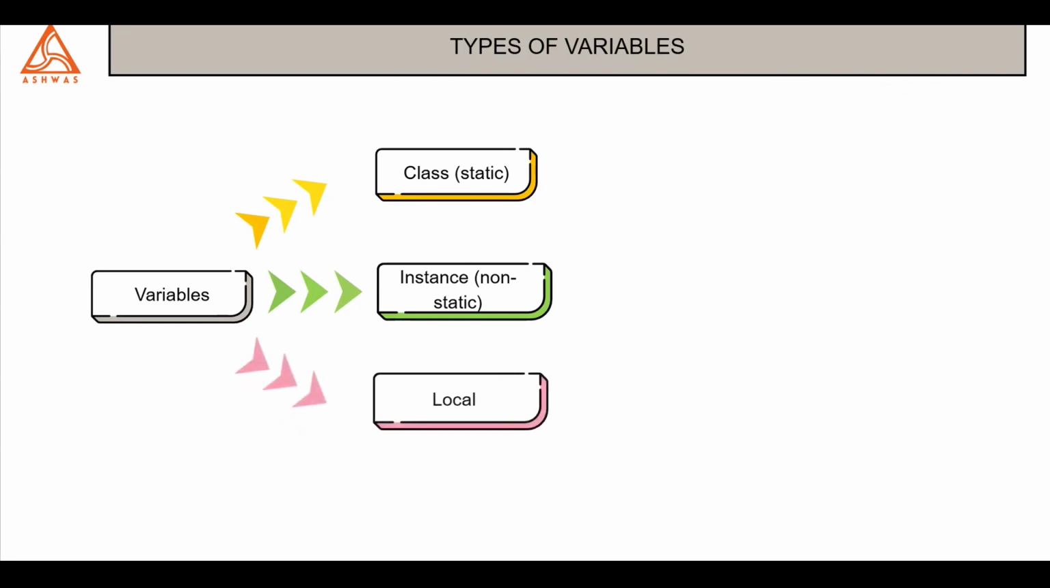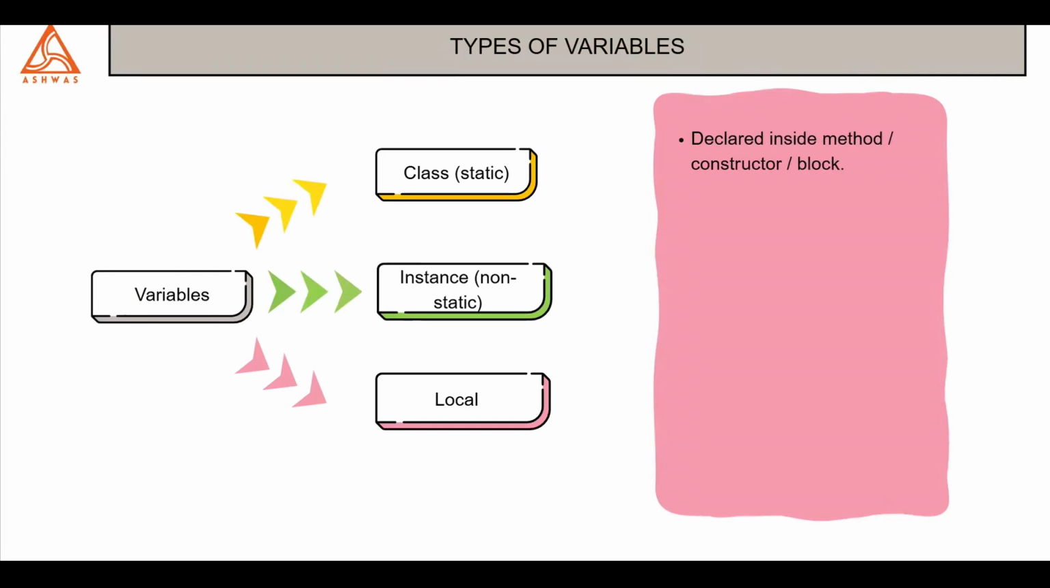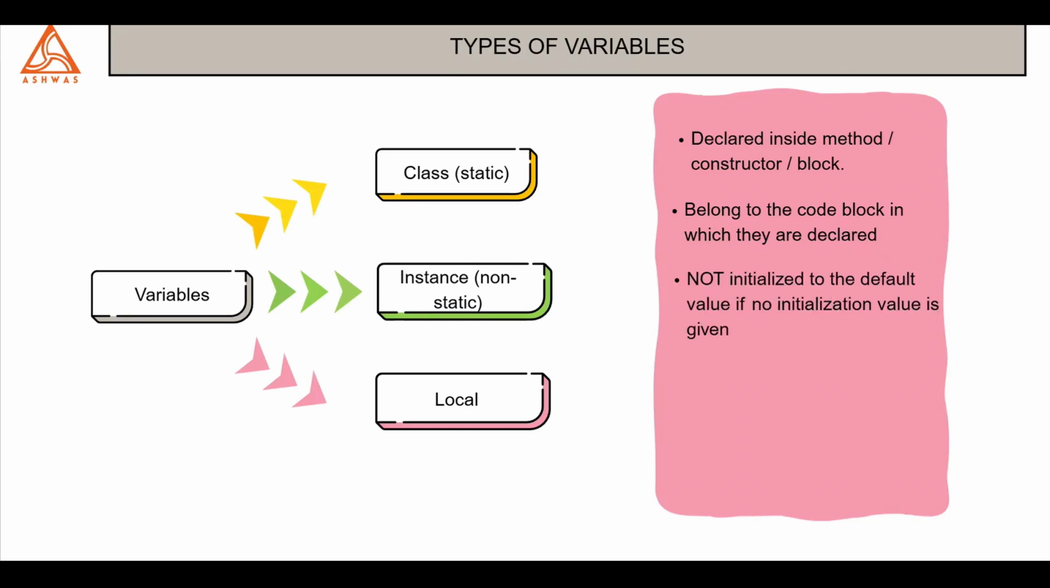The third level of variable, the final one, is the local variable. They are declared inside a method or a constructor or a block. So they serve that particular code block. They belong to the block, and that is why they are created, they are used, and they are destroyed within the block itself. They are not initialized to the default value if no initialization value is given. So most of the time you have to initialize your local variables or give them some value before you start using them. So these were the three levels, the three types of variables in Java.